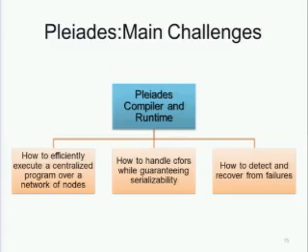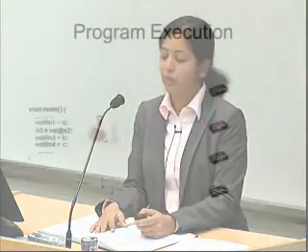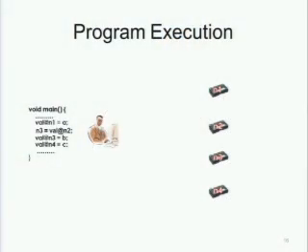Right now I'm going to talk about how the compiler and runtime handled the first two challenges. First, let's see how a centralized program is executed in an efficient fashion over a network of nodes. So here I take another, even simpler example, which only consists of a sequence of instructions. And let's try to see how the Pleiades compiler and runtime would execute this program.